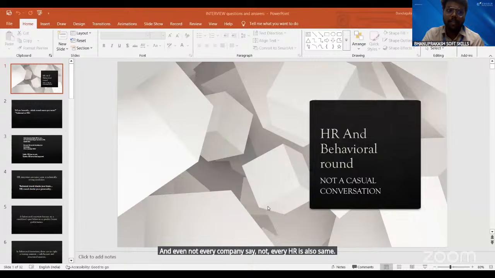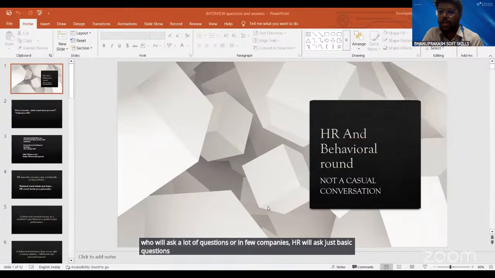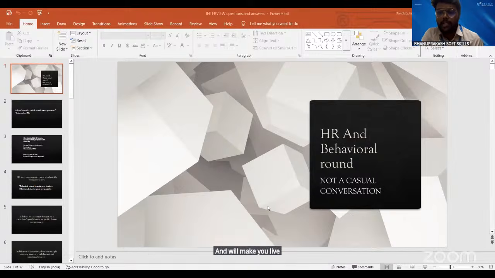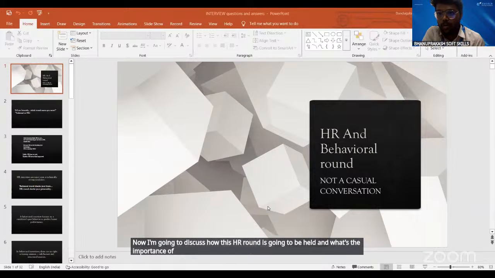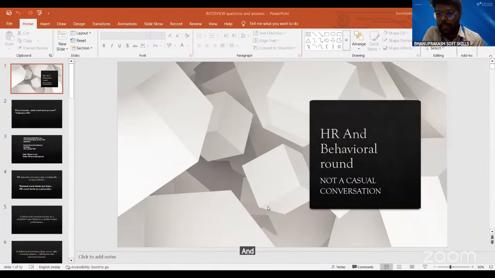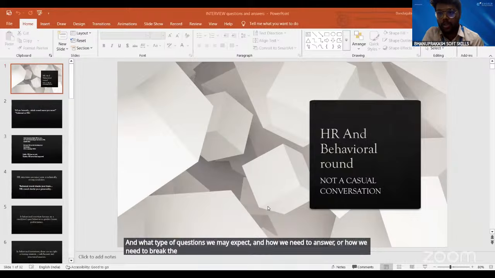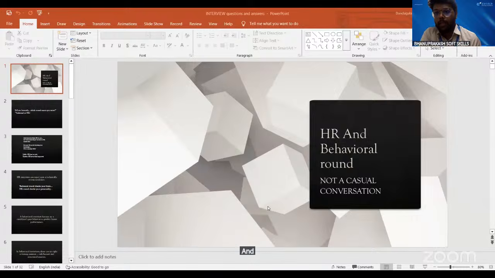So it all depends. We might get an HR who will ask a lot of questions, or in a few companies HR will ask just basic questions, just two or three, and will make you leave. It all depends on the HR. Now I'm going to discuss how this HR round is going to be held, what the importance of this HR round is, what type of questions we may expect, how we need to answer, how we need to break down the question, and how we can think analytically.